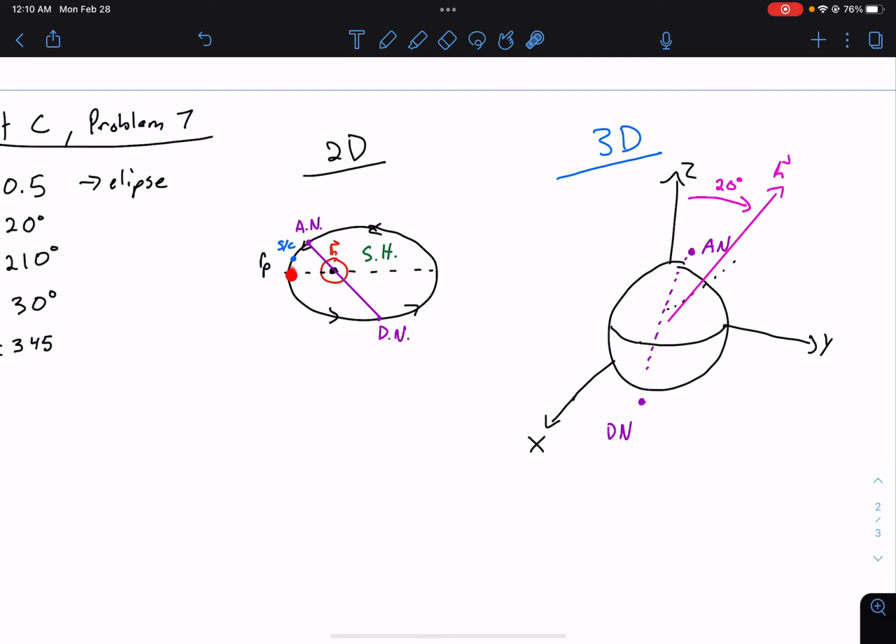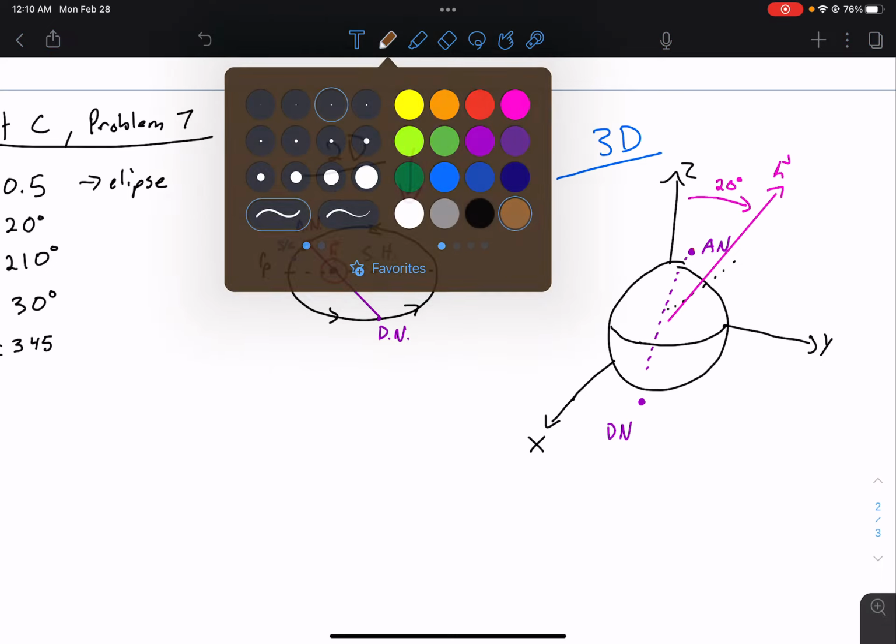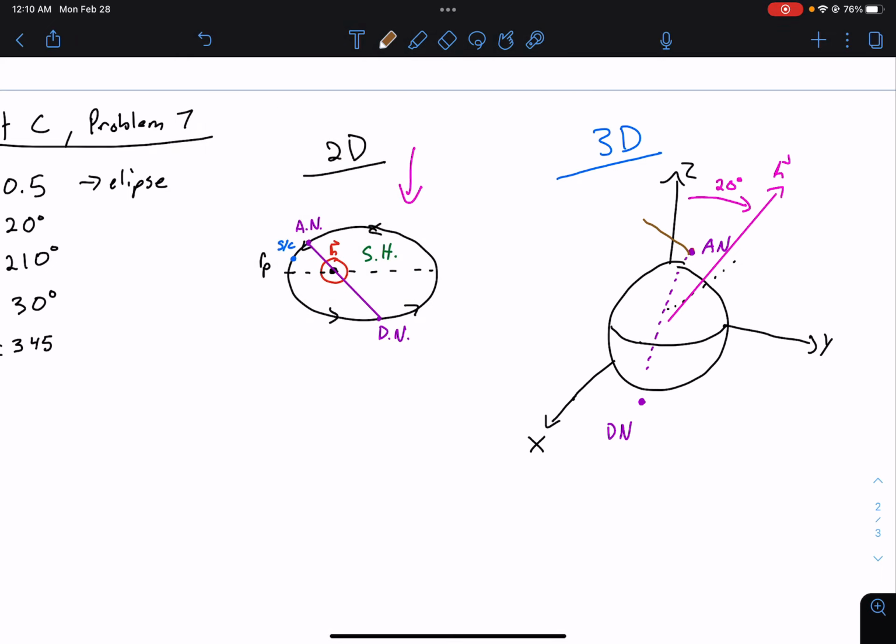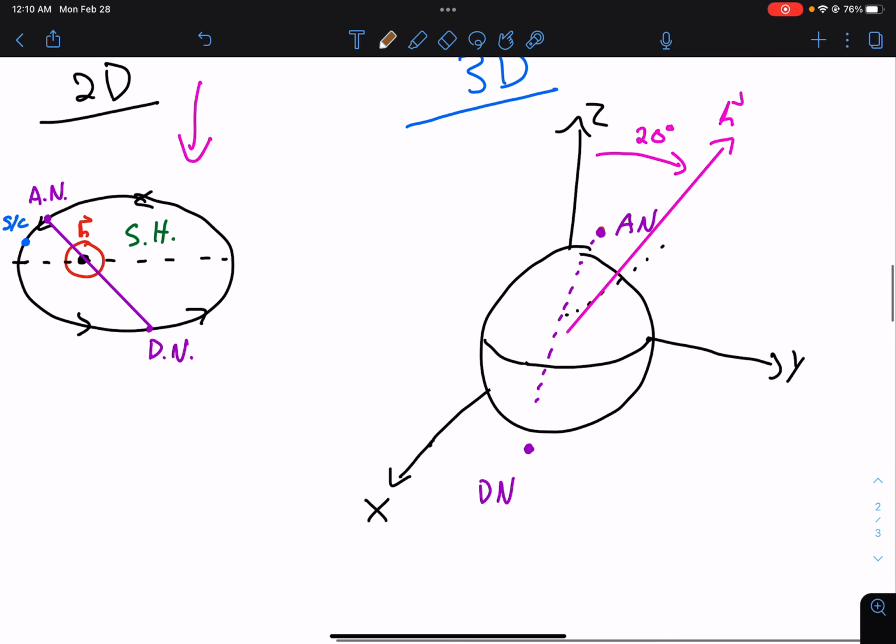We got ascending node to descending node. I'm thinking of how am I looking at this, right? This is coming out of the page. I'm looking top down, right? Top down. We got top down. I'm going to go ahead and connect my ascending node all the way over to my descending node. That was really bad. We're going to try that again. I don't know why my iPad's doing it like this. Ascending node, connect over to my descending node. All right. And the orbit's going to go through there.